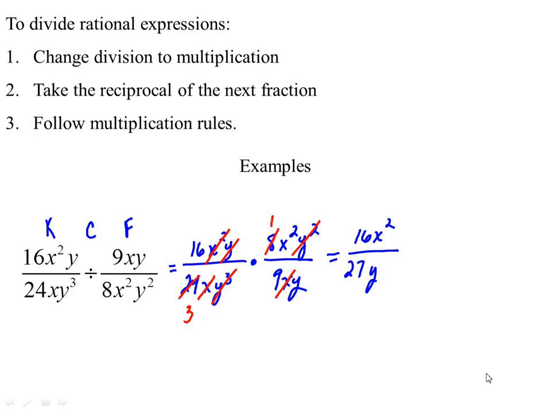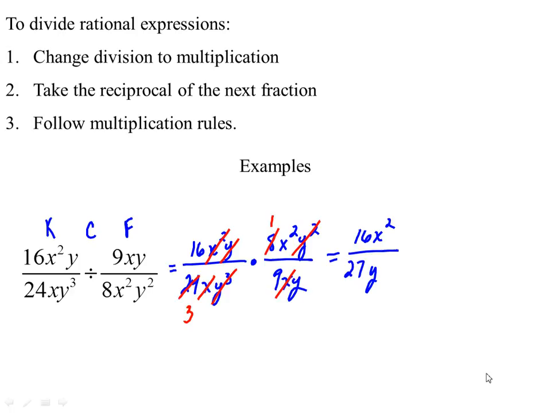First of all, the first step in any of these is to factor first. So if you can factor, then absolutely factor. If you can't factor, then you're just going to start doing the processes. For example, on this one, you're going to keep, change, flip because you see that division sign.